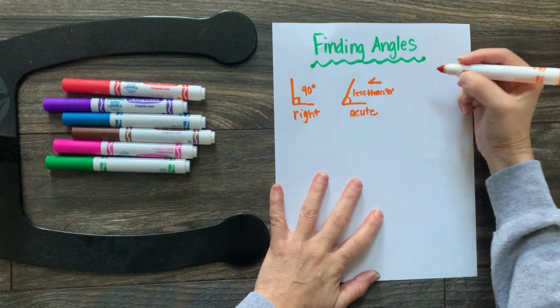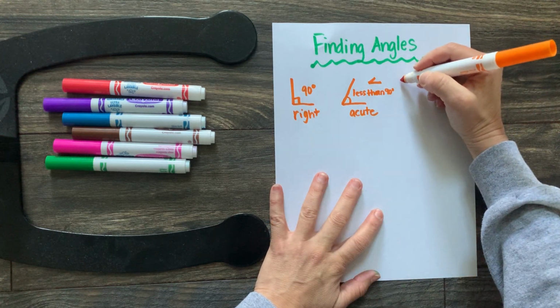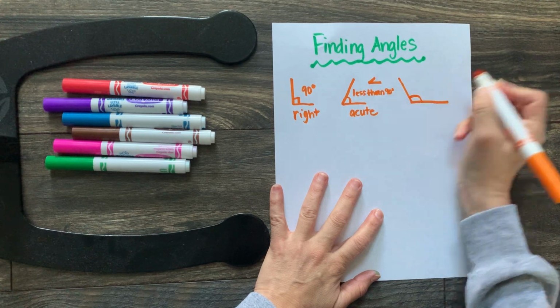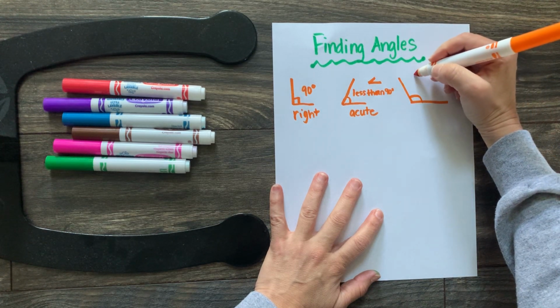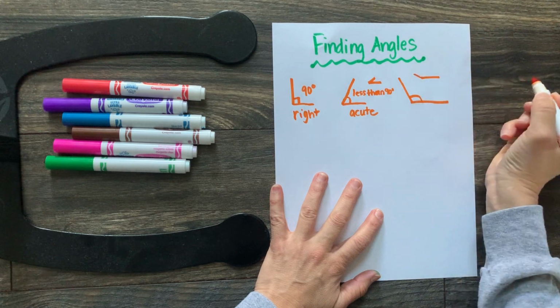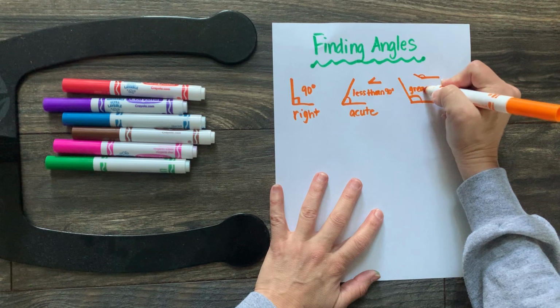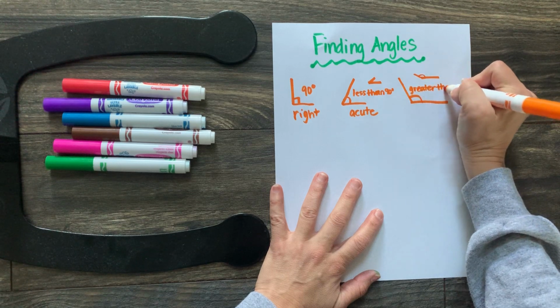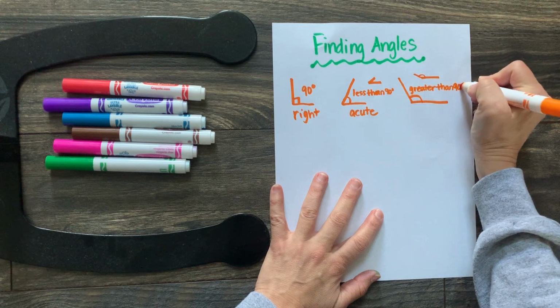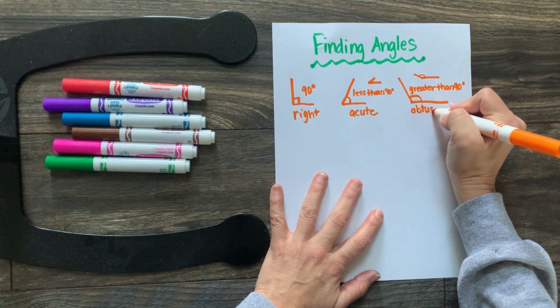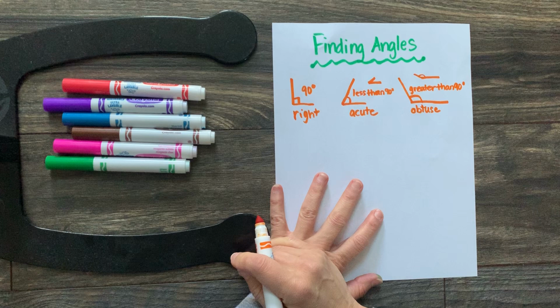If we have an angle that is greater than 90, so something that looks like this, okay, could even be something that's really huge, like this, long. This is greater than 90 degrees, and that is an obtuse angle, okay?